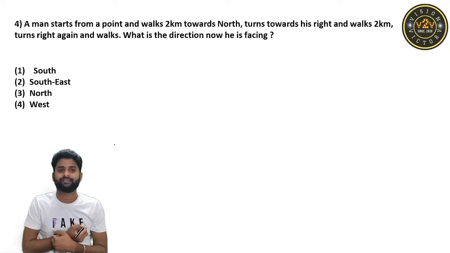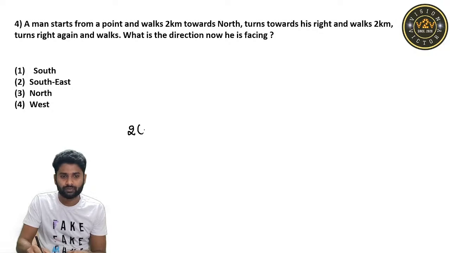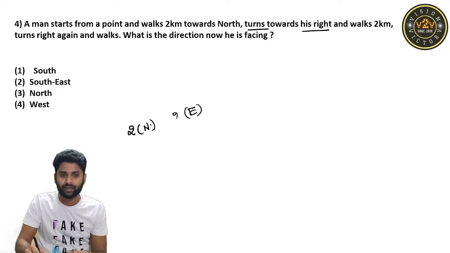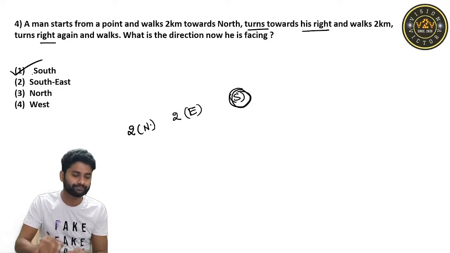See, a man starts from a point and walks 2 kilometers towards north. Guys, 2 kilometers north. And turns towards right. Right side of north is east, and he covered 2 kilometers. Again turns right. East's right side is south. And again turns right and walks. Now, which direction is he facing? Finally, that person is facing south.